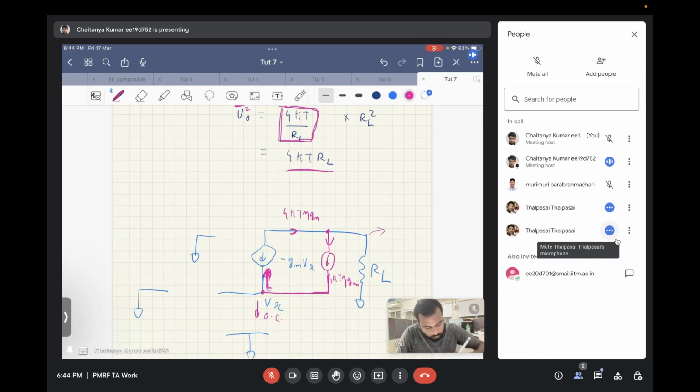So what I was saying was that all this noise cannot flow in this direction as it is open circuit. So all this noise will flow upwards. And since this is a single path, all this noise will come in this direction. So 4kT eta Gm is in this branch, and 4kT eta Gm is in the lower branch also.